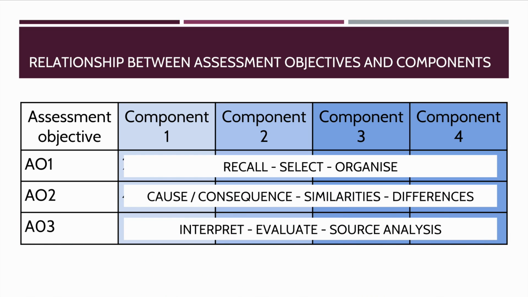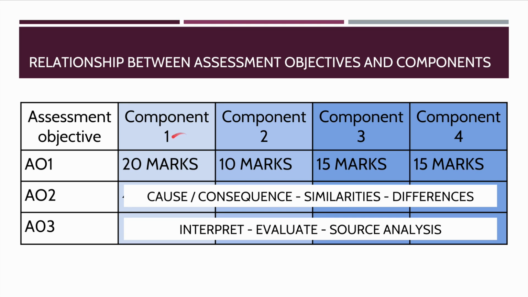Cambridge essentially develops assessment objectives into 3 different categories: recall, select, organize; cause, consequence, similarities, and differences; and then finally, interpret, evaluate, and source analysis. These are the three main ideas that we will be focusing on in our history class. For each of the different papers, there are different percentages. For example, for paper number 1, you get 20 of your 60 marks in that base information, the recall.